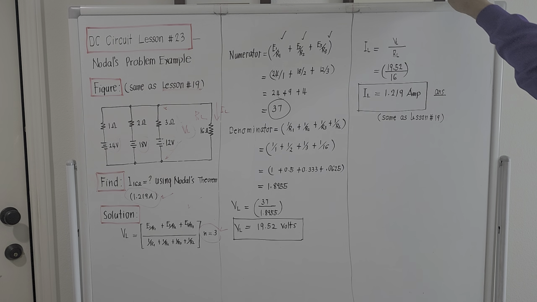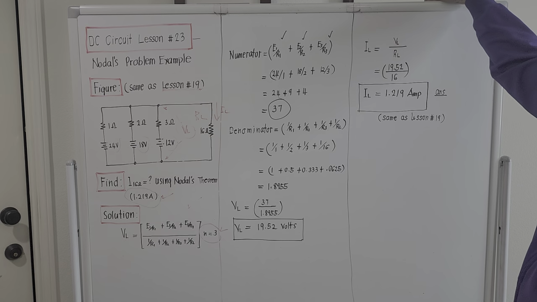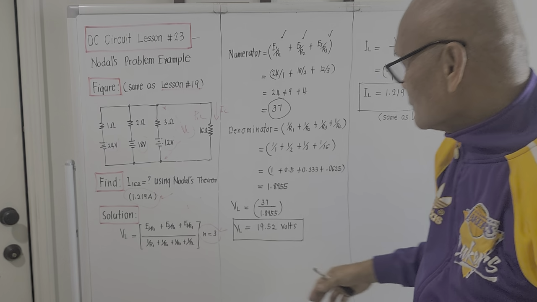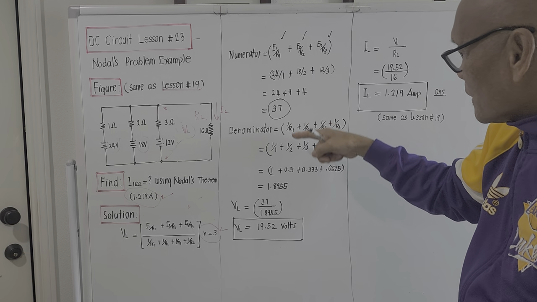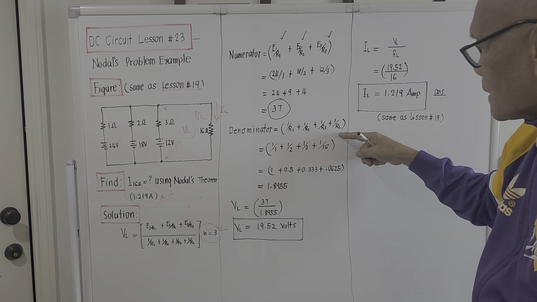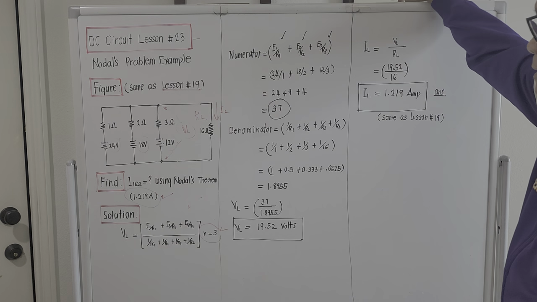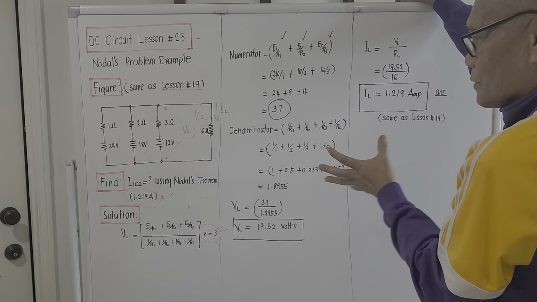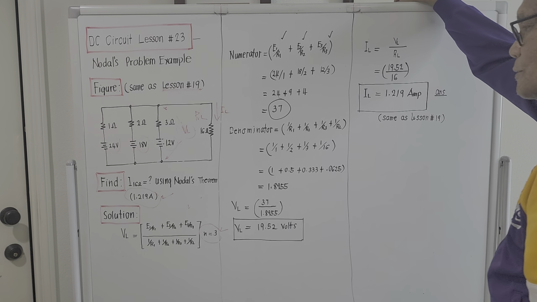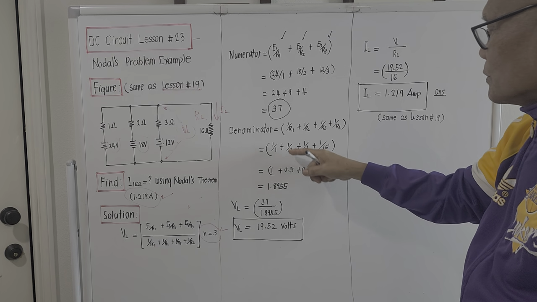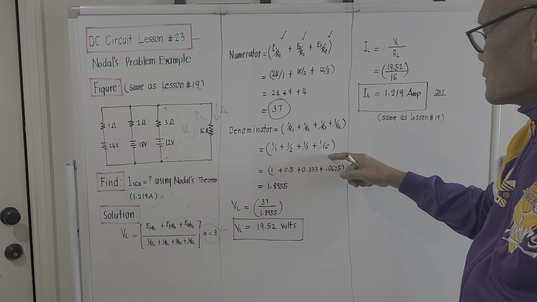For the denominator, I just represent it as the summation of the bottom portion: 1 over R1, plus 1 over R2, plus 1 over R3, plus 1 over RL. R1, R2, R3, and RL are all given, so it is just a matter of substitution. So this becomes 1 over 1, plus 1 over 2, plus 1 over 3, plus 1 over 16.